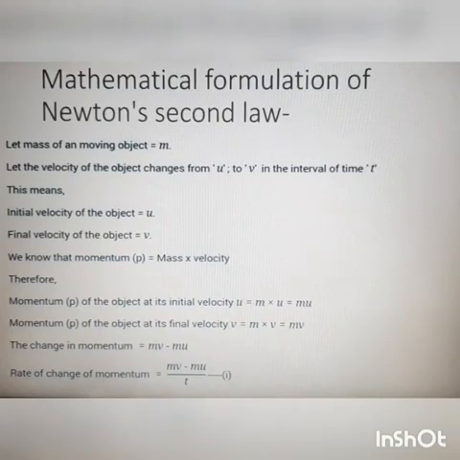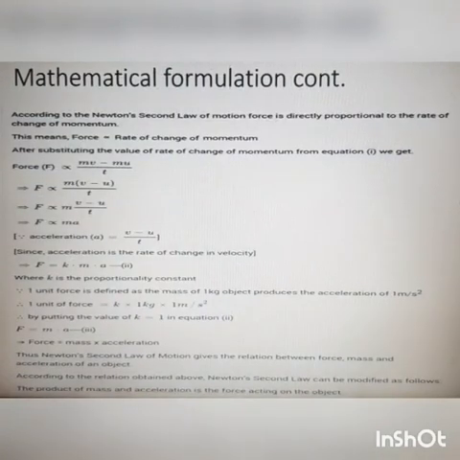Rate of change of momentum. Here we need to divide the change in momentum by time. So we get mv minus mu divided by t. According to Newton's second law, force is directly proportional to the rate of change of momentum. So, we get F proportional to mv minus mu by t. Here, force is denoted by F and we have already found out that mv minus mu by t is the rate of change of momentum.